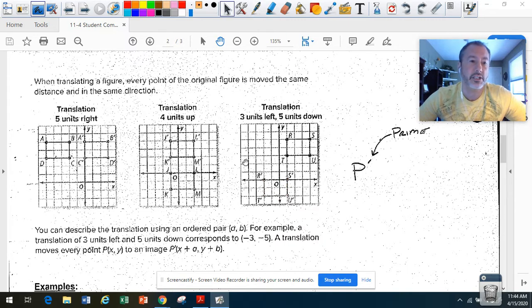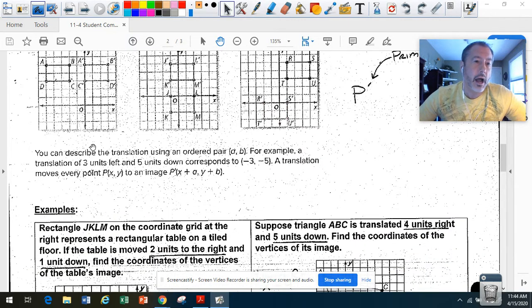Okay, so let's move on to this next point. It says, you can describe the translation using an ordered pair, A comma B. For example, a translation of 3 units left and 5 units down can correspond to, okay, we're going left, that's -3. We're going down, that's -5. It says a translation moves every point P, which is our ordered pair x comma y, to the image P prime, x plus a, y plus b.